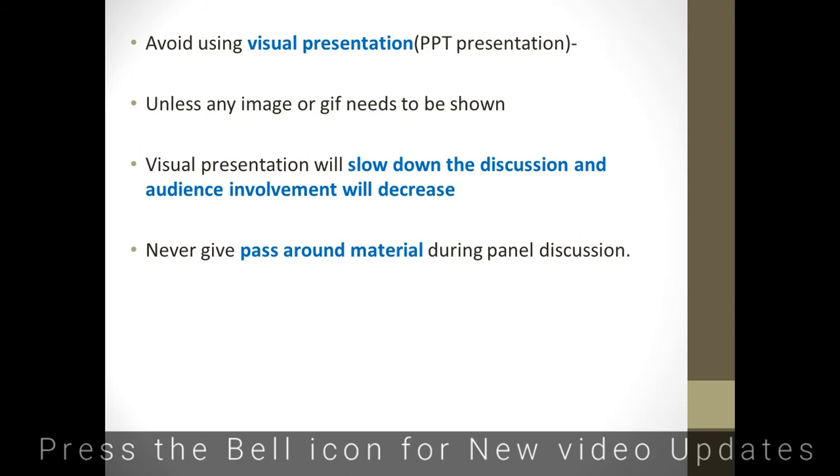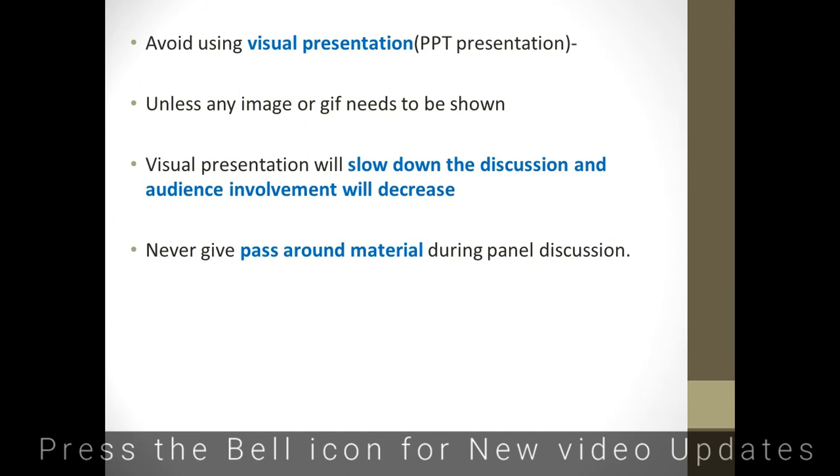Now, avoid using the visual presentation. There is no need for any PPT presentation when we are doing a panel discussion, unless some image or GIF is a must or very important for that particular topic, in which case you can show it. Why don't we need to use the PPT?